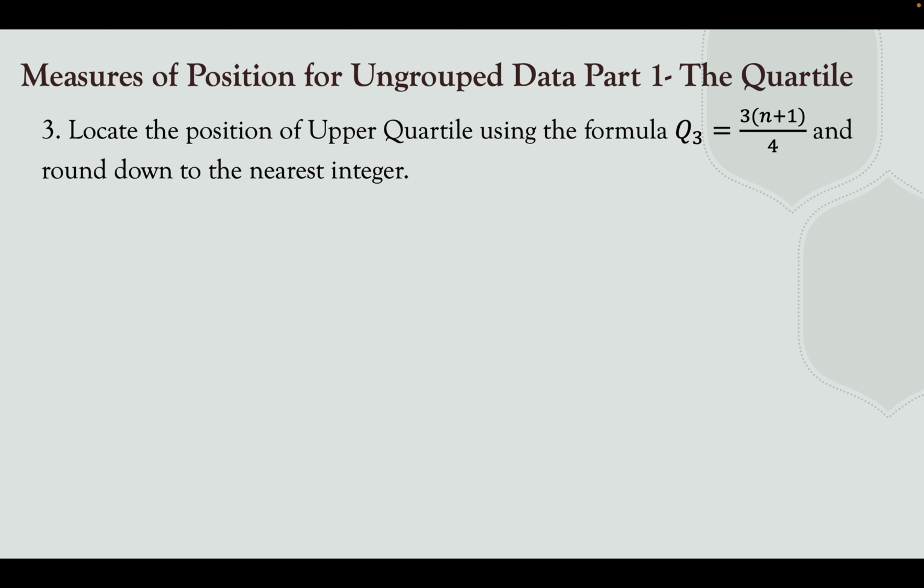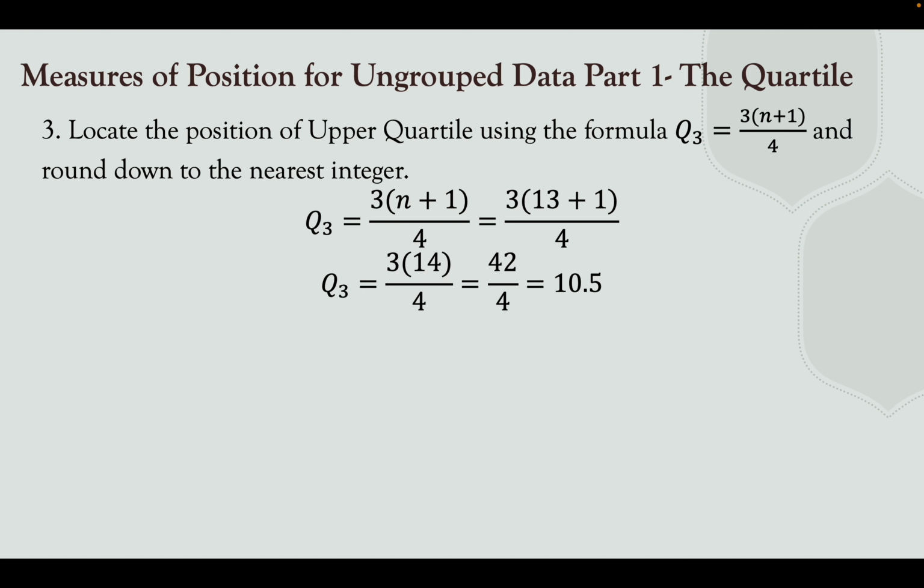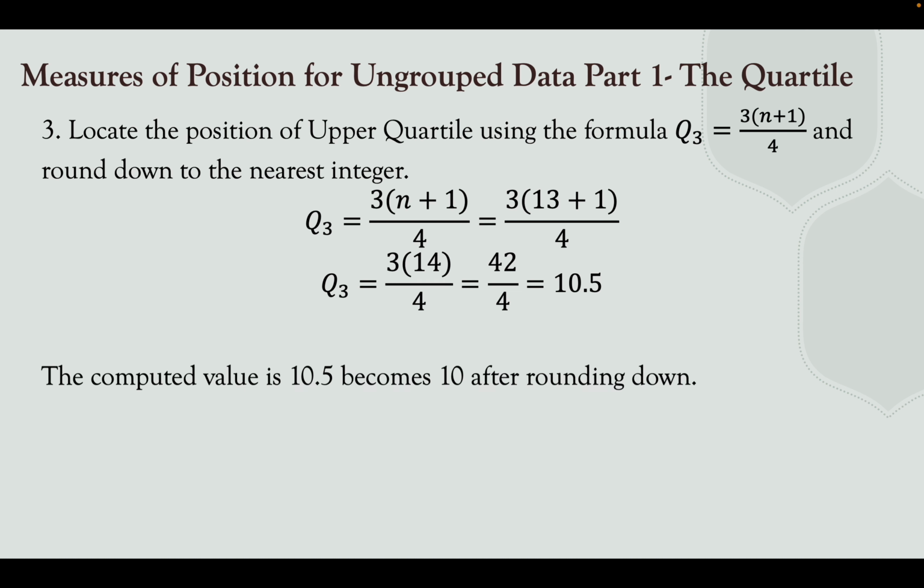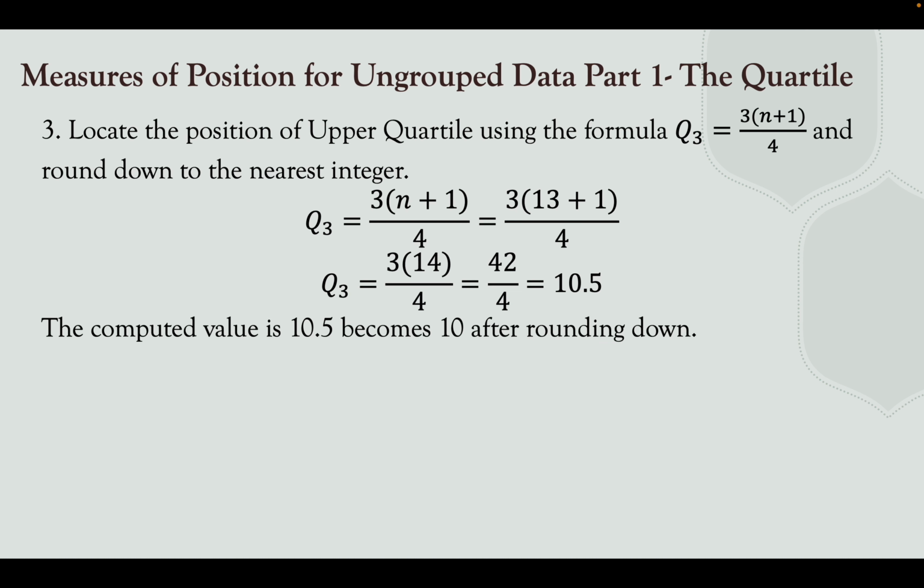Next, we need to locate the upper quartile using the formula 3 times n plus 1 over 4. Substitute the value of your n, which is 13. So, 13 plus 1, 14. 14 times 3, we have 42. 42 divided by 4, we have 10.5. The computed value, 10.5, becomes 10 after rounding down. Upper quartile, always round down, class.